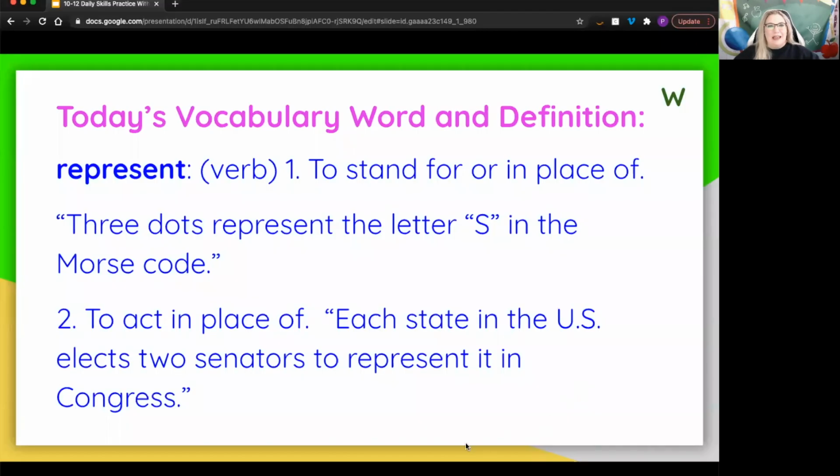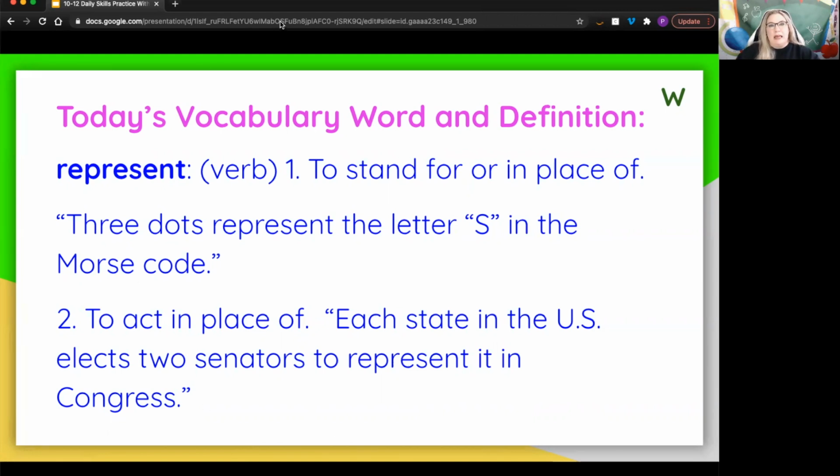Our word today is represent, and represent is a verb. It means to stand for or in place of. And that can be to stand for something or for someone, and it can also mean to stand in place of someone or something. We have an example sentence here that says three dots represent the letter S in the Morse code. So those three dots are standing for something or in place of.